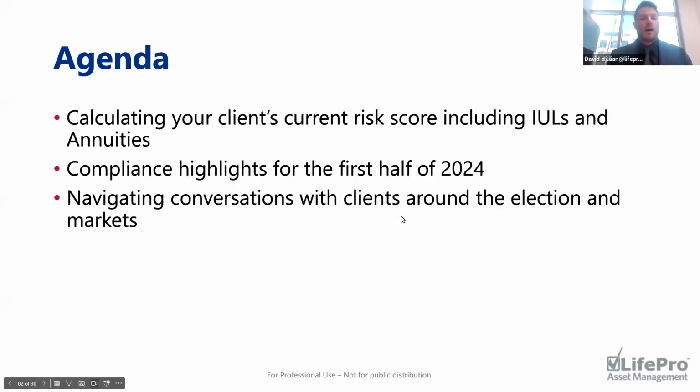So for our agenda, I'm going to start us off and go over a new thing that we've been working on for a long time. We're going to be calculating your client's current risk score. And the neat thing behind this is we're going to be including the IULs and the annuities that the clients have in there, which is something that's a little bit unique. Then we're going to have Scott go over some of the compliance highlights that we've had in the first half of 2024. He's sent a few of these items around over the last couple months, but just some of the items that have been on our radar lately.